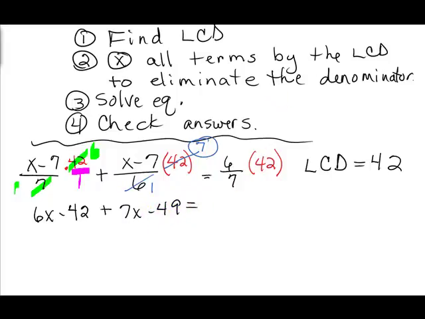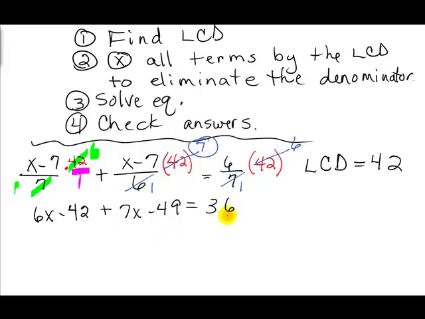Then we're going to do the same thing here. We're going to divide both of these by 7. And then 6 times 6 will give us 36. Now we have an equation that looks a little more familiar. Maybe not quite as frightening as the fractional version.